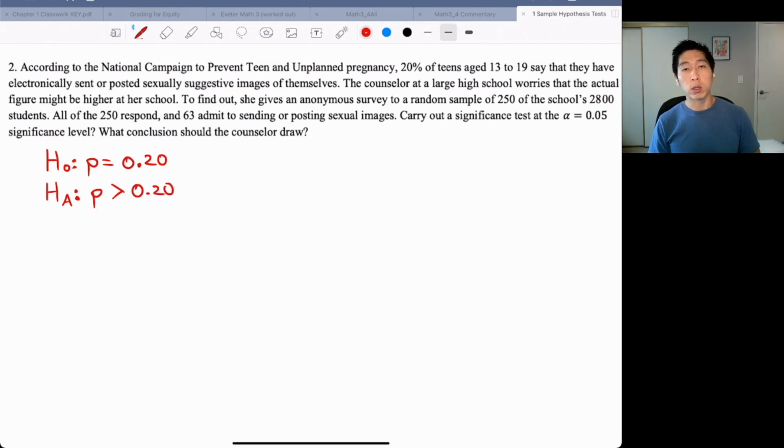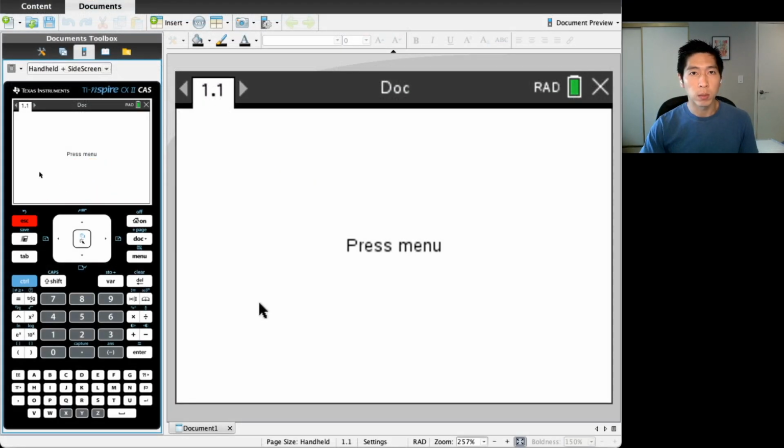In the sample, they have a sample size of 250 and 63 admit to sending the sexual images. So that's our sample proportion of 63 out of 250. This is all the information you need to conduct your one sample z-test for proportions on the calculator. We're going to look for the one sample z-test for proportions.